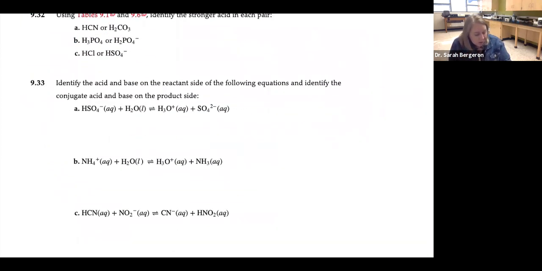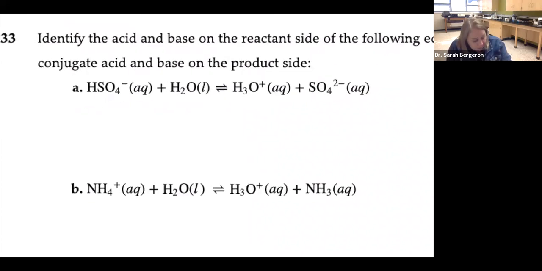All right. Identify the acid and base on the reactant side of the following equations and identify the conjugate acid. I'm going to tell you my little trick. If there's water, I like to do water first because it's easy, and then it tells me what the other ones are, okay? So if I'm H2O and I turn into H3O+, I have gained a proton. I am an acceptor. So what is an acceptor? That's a base.